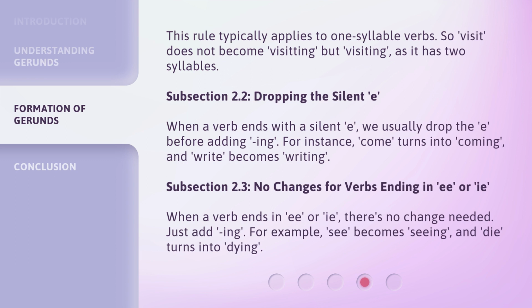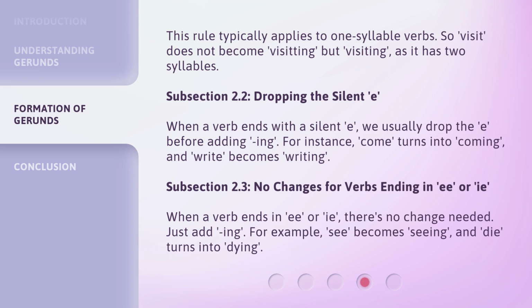Subsection 2.2. Dropping the silent e. When a verb ends with a silent e, we usually drop the e before adding -ing. For instance, come turns into coming, and write becomes writing.